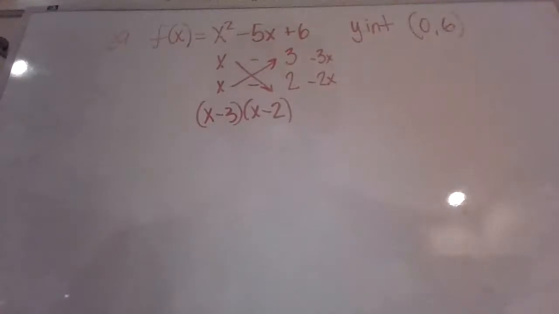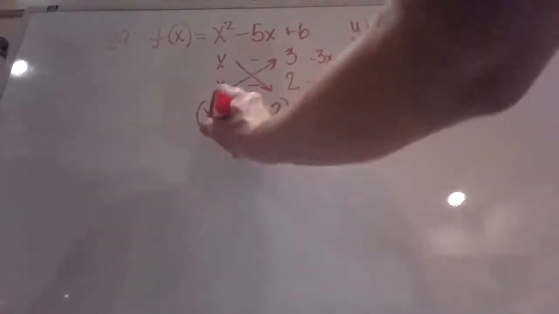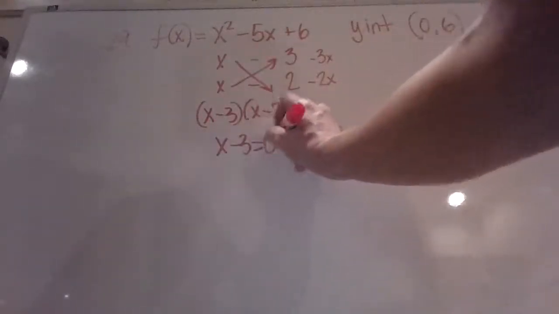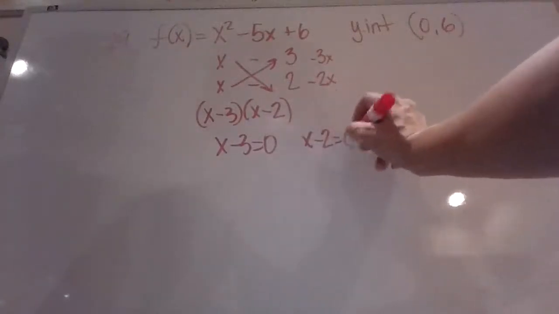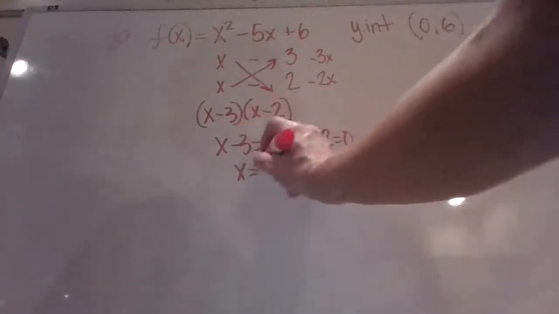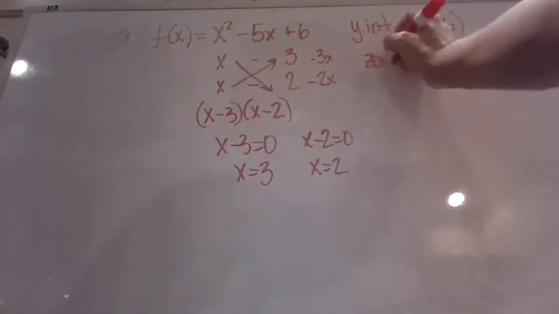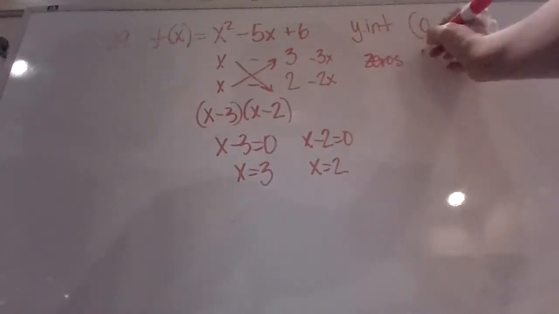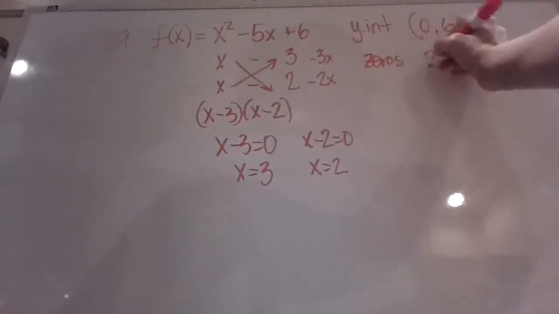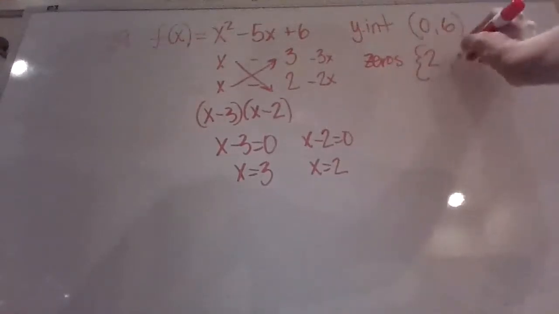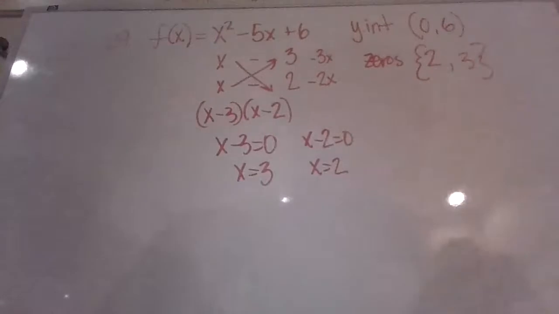To state the zeros, you have to set it equal to 0. So x minus 3 equals 0 and x minus 2 equals 0. So x equals 3 and x equals 2. So my zeros are 2 and 3. Your littlest or your least number first.